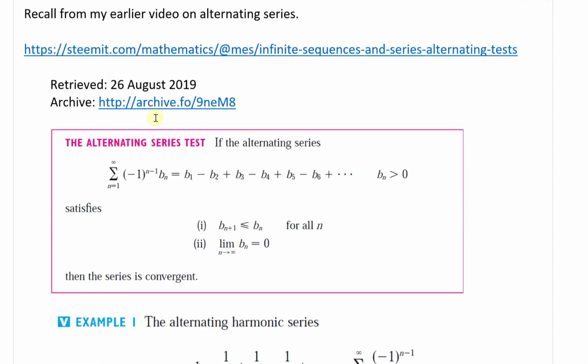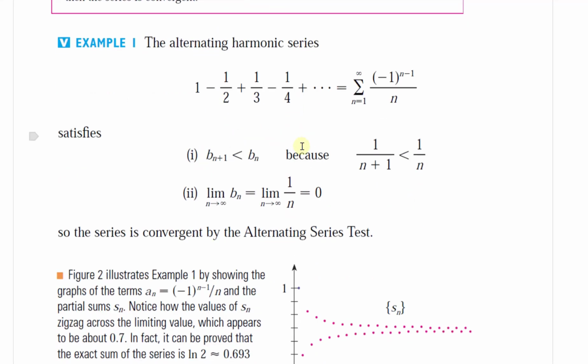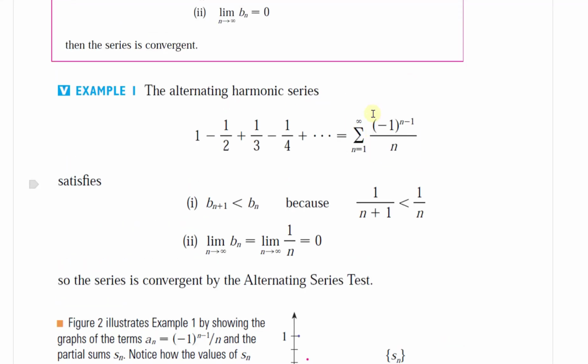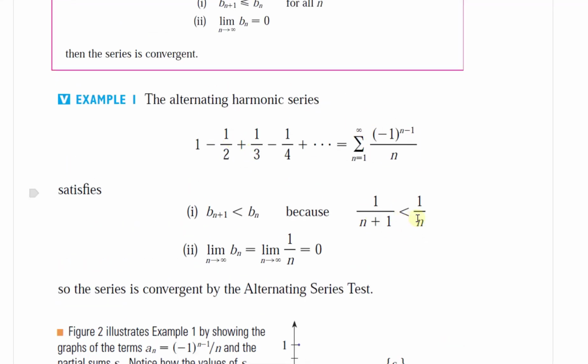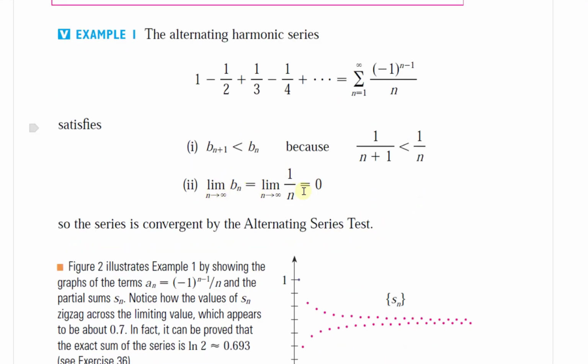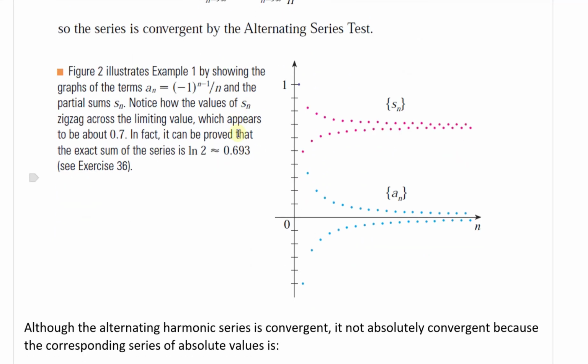And from example 1 in that video, we went over the alternating harmonic series, 1 minus 1/2 plus 1/3 minus 1/4, and the conditions it satisfies. It's decreasing, because bn is 1 over n, and bn plus 1 is 1 over n plus 1, which is less than 1 over n. Also the limit of 1 over n as n approaches infinity is 0. So the series is convergent by the alternating series test. Again, just a recap.